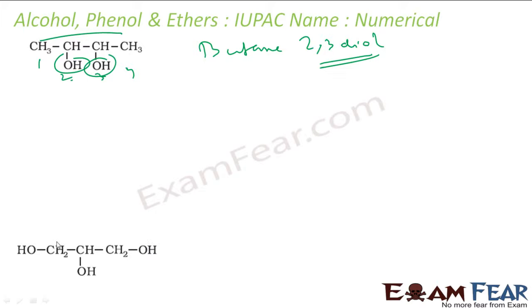Let's take this here also. This is the one, and these are all my OH. So I'll write at the last. So it will be, number it 1, 2, 3. So it will be propane-1,2,3-triol. Correct.